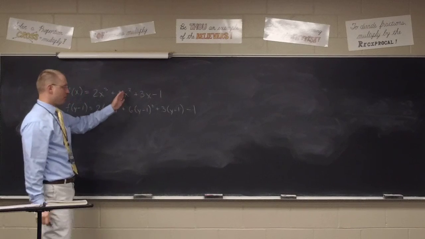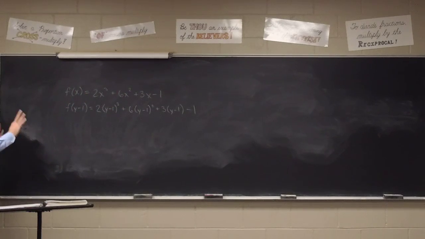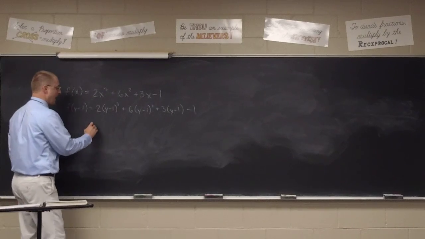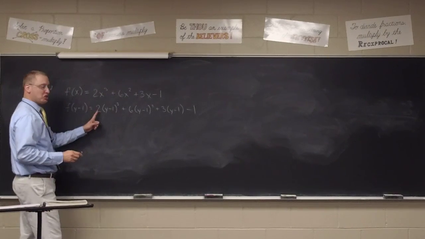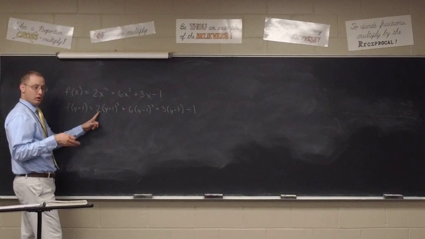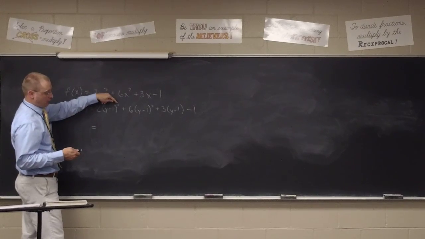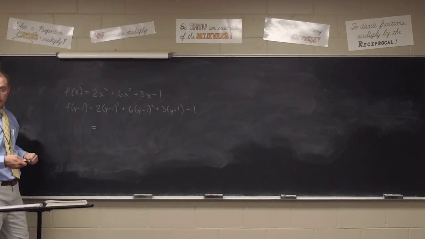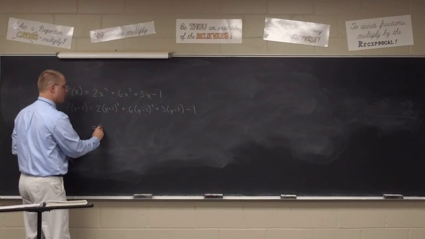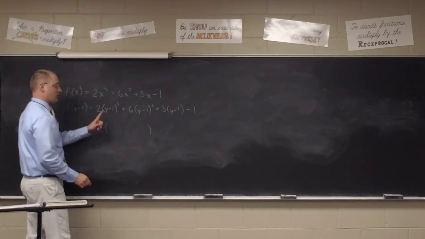Good, he went ahead and distributed the 3 in advance, no problem with that. I'm going to leave it like that plug-in step for now, though it's going to be easy to do here in a moment. And then we come to this. Now, I've got a 2 that I need to distribute, but I've also got an exponent. Which one comes first, class? Exponent. So I can't distribute the 2 until I cube the binomial.